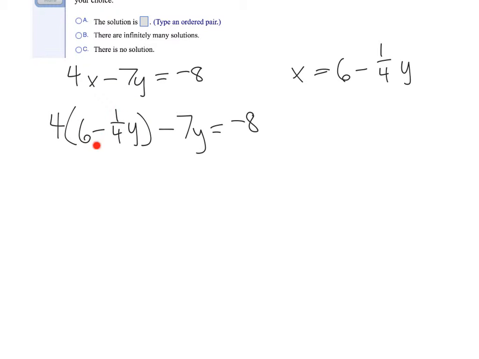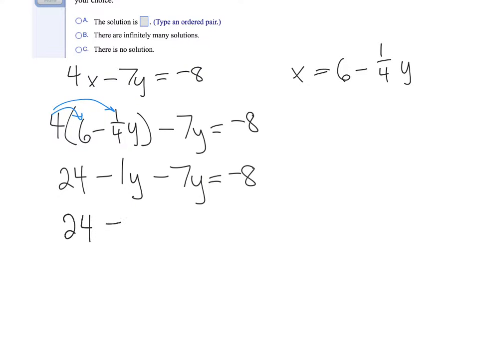So right here we have the distributive property. So 4 times 6 and then 4 times 1/4 y. So that becomes 24 minus 1y, because 4 times 1/4 is 1. So it becomes minus 1y, minus 7y is equal to negative 8. We've got like terms here, so that's 24 minus 8y equals negative 8.